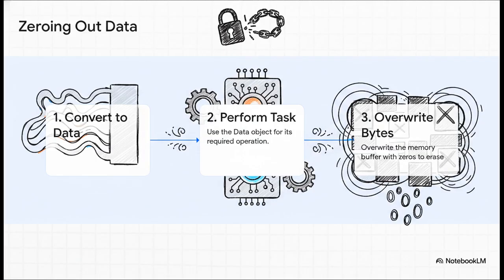So here's the basic game plan. The absolute key here is step 1. Stop thinking of your secrets as a string. Instead, convert it into a mutable data object. Why? Because that gives you direct access to the raw bytes underneath. Then, once you're done with it in step 2, you can move on to the most satisfying part, step 3. You just overwrite that whole memory buffer with zeros. Poof, the secret is gone.